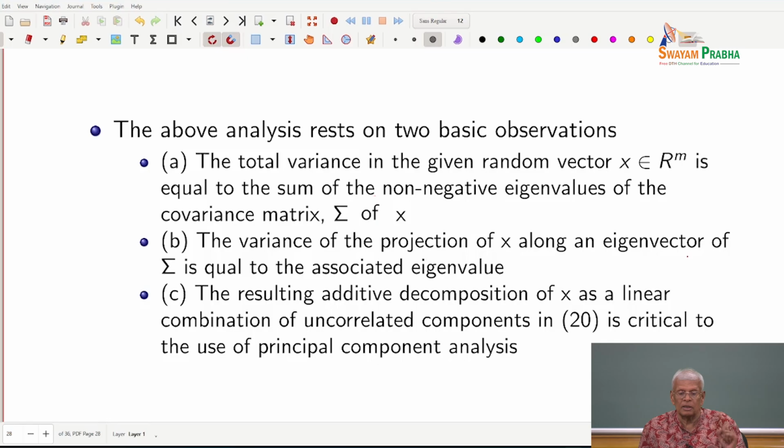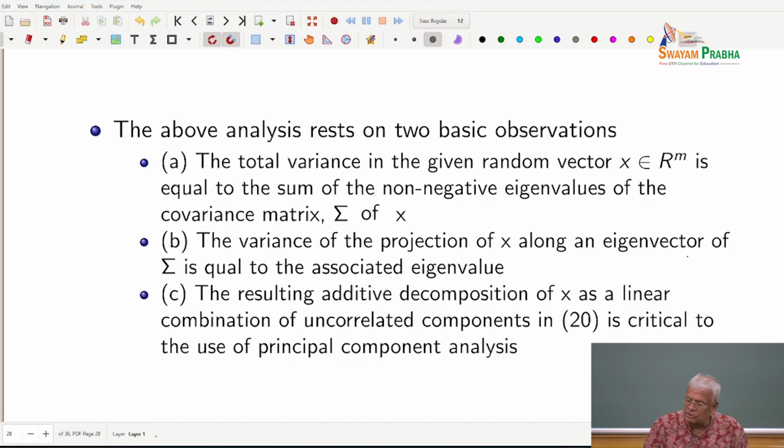So that's a fundamental discovery we have made using this analysis. And the variance of the projection of X along the eigenvector is equal to the associated eigenvalue. So if I project X along the first eigenvector of sigma, I get the maximum variance which is equal to lambda 1. The second eigenvector gives the second maximum, and the last eigenvector gives the least eigenvalue.